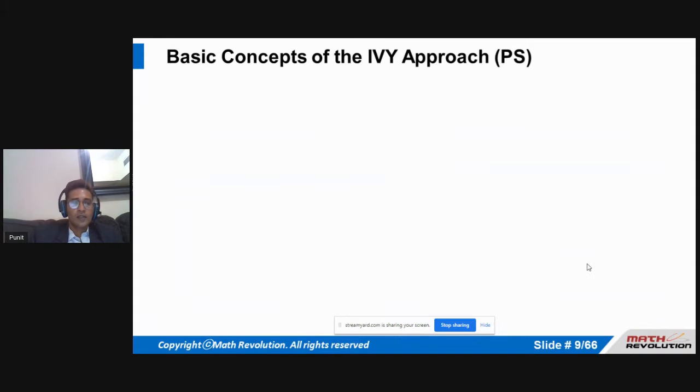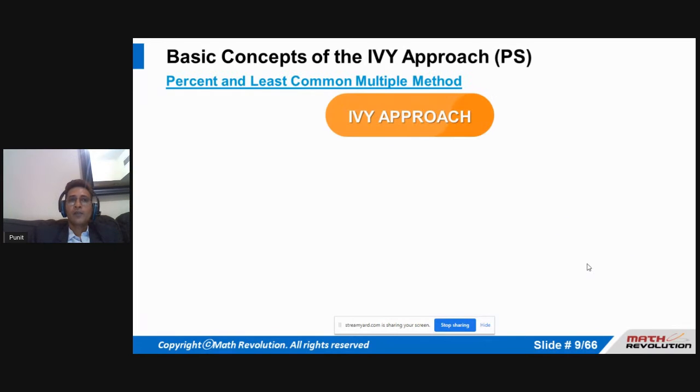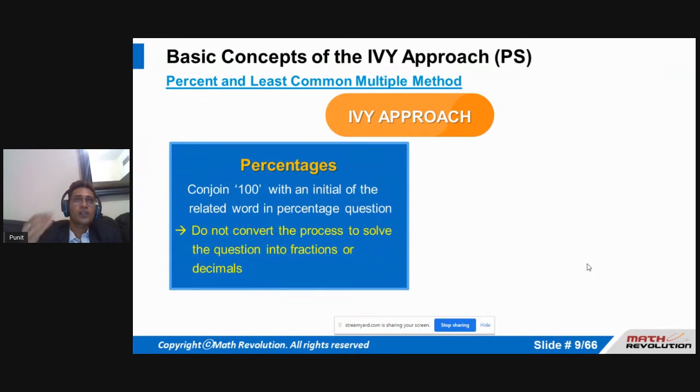So let's go ahead with this. The percent and the least common multiple method. I'm talking about percent and the least common multiple method first. So if you want to make a note of it, it's percentages and it's the LCM method.